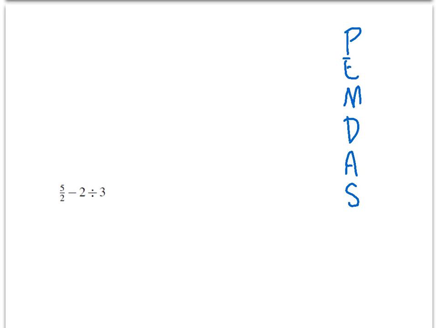When I follow PEMDAS, I first start with parentheses, and there are no parentheses in this problem, so I can cross it off. Then I do exponents. This problem does not have any exponents, so I cross it off. I then am going to be able to do multiplication, but again, no multiplication in this problem, or division, but I do have a division, so I can do 2 divided by 3, and I know that 2 divided by 3 I can write as 2/3. So I'm rewriting the problem as 5 halves minus 2/3. So I did my division.